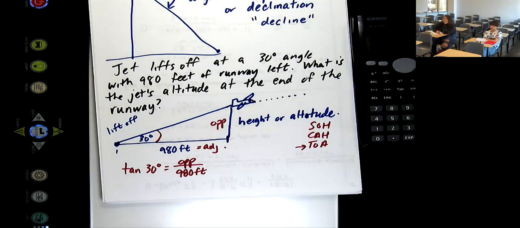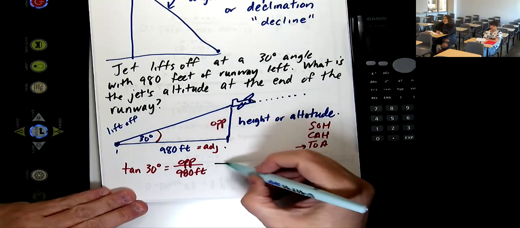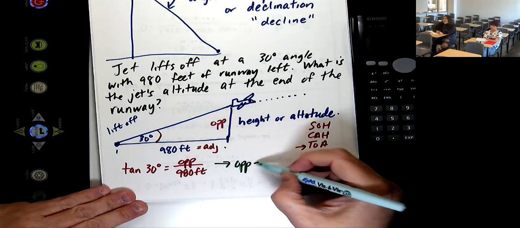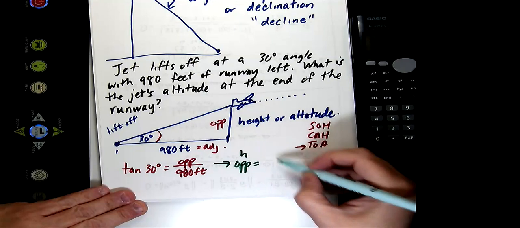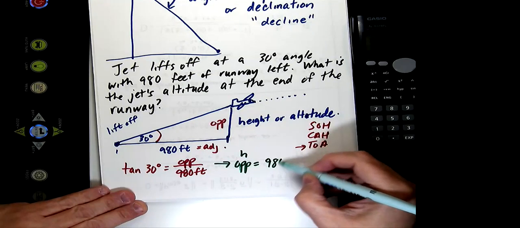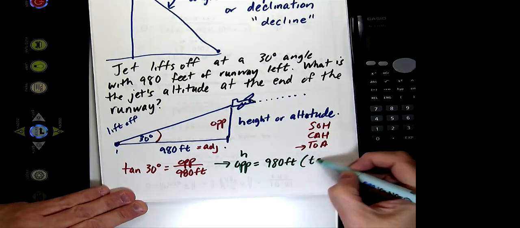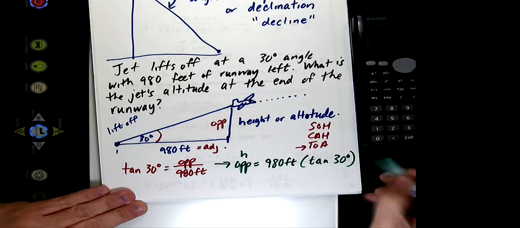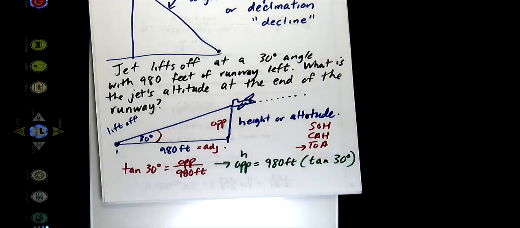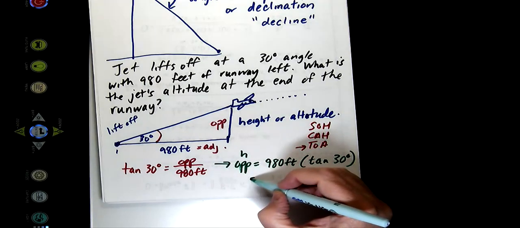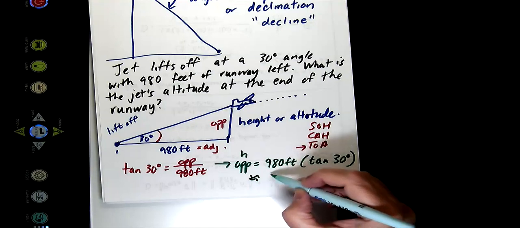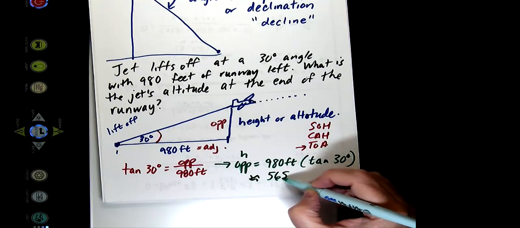If I clear fractions, multiply through by the denominator, I get the opposite side, which is also my height, is 980 feet times the tangent of 30 degrees. And this becomes calculated. This is about 565.8 feet.